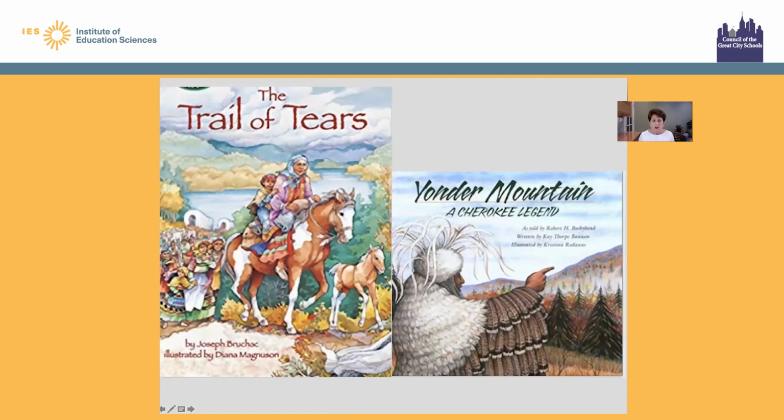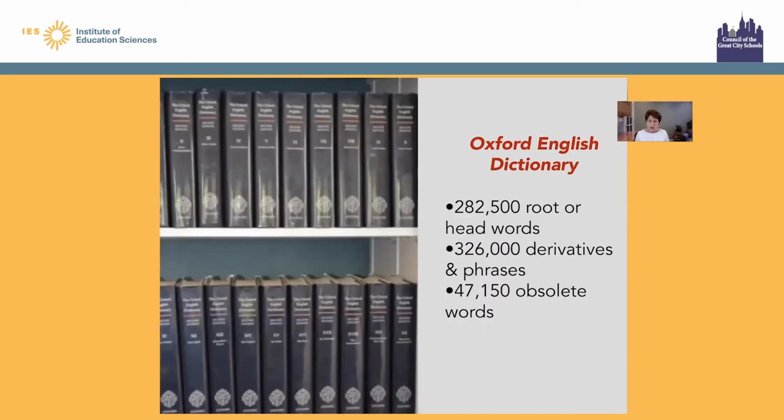Well, it turns out that these 8 words are the ones that are recommended for instruction of these 2 texts. The one on the left, The Trail of Tears, tells the story of the Cherokees being removed from their homes and taken to another place. And the second is a Cherokee legend. I wondered about why these choices were made.